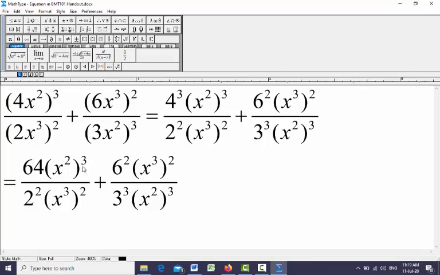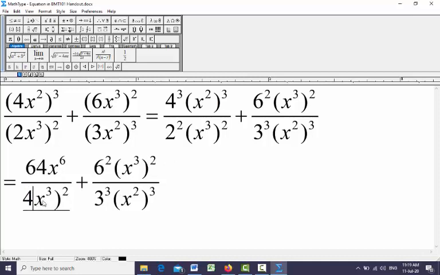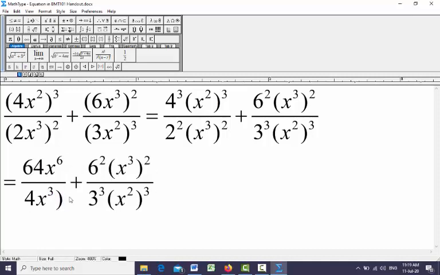And here, as I said, we have x square bracket power 3. So this power 3 and this power 2 will be multiplied together. So 3 multiplied by 2 is x to the power 6. So here again we have 2 square. So 2 square can be written as 4. Then again we have x cube. So this power 3 and this power 2 will be multiplied together. So 3 multiplied by 2, we have x to the power 6.